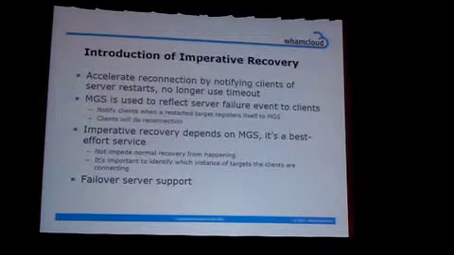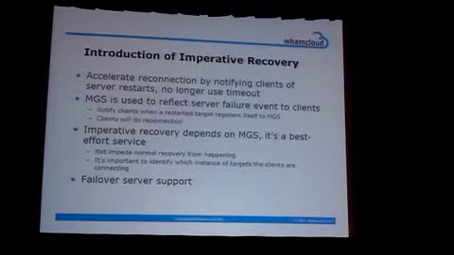MGS is used to reflect the server failure events to the clients. This is because when a target is restarted, it will register itself to the MGS so that the MGS knows the server failure anyway. And also, after the client is notified, it will do reconnection to the restarting servers.